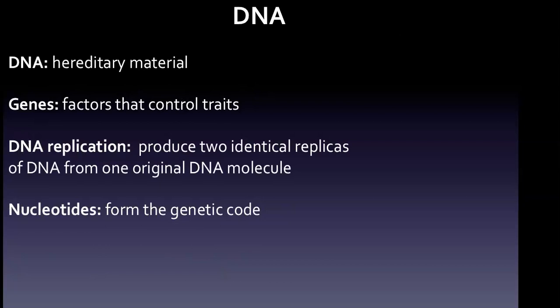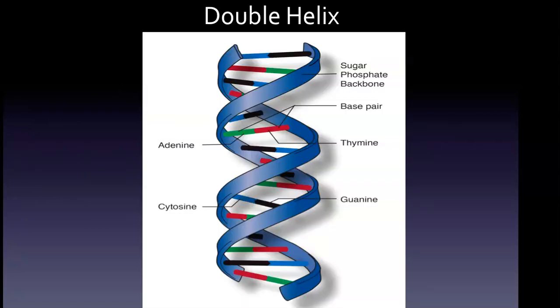So we start off with DNA. DNA is the hereditary material in humans and almost all other organisms, while genes are factors that control traits. Genes are the units of heredity and are a locus or a region of DNA. They determine what traits are expressed in individuals. DNA controls the cell's production of proteins.